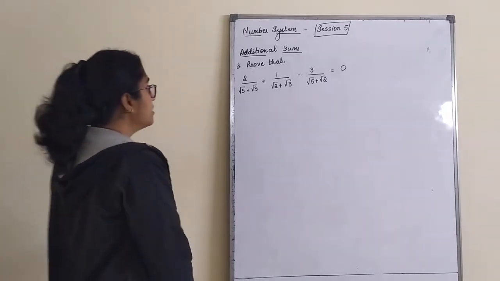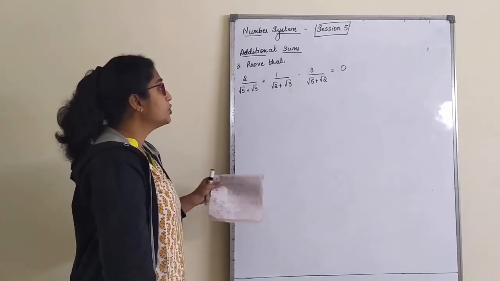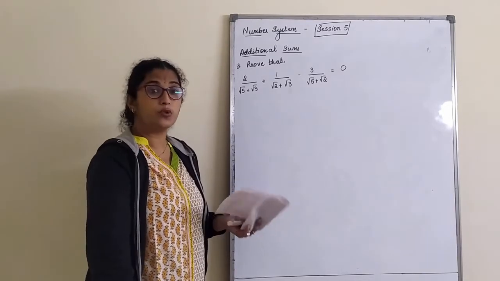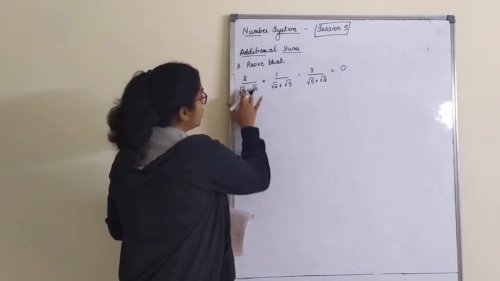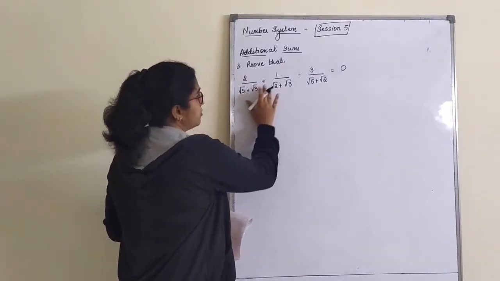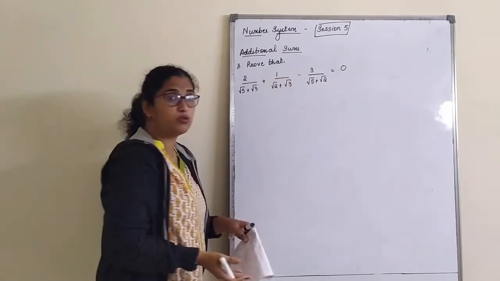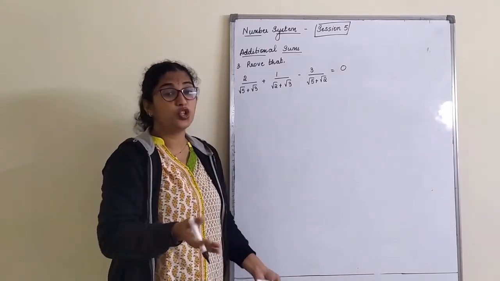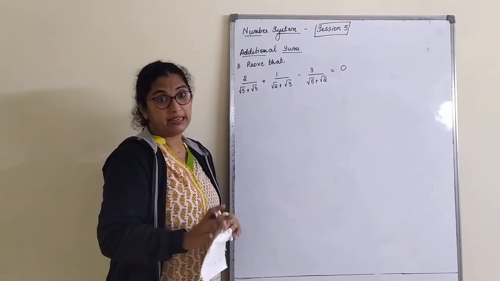The next sum: prove that 2 upon root 5 plus root 3, plus 1 upon root 2 plus root 3, minus 3 upon root 5 plus root 2 is equal to 0. The second type of question can be, find the value of 2 upon root 5 plus root 3 plus 1 upon root 2 plus root 3 minus 3 upon root 5 plus root 2. Now here they have given directly 0, that means you know the answer should be 0. Otherwise they will give you find, simplify, anything like that.